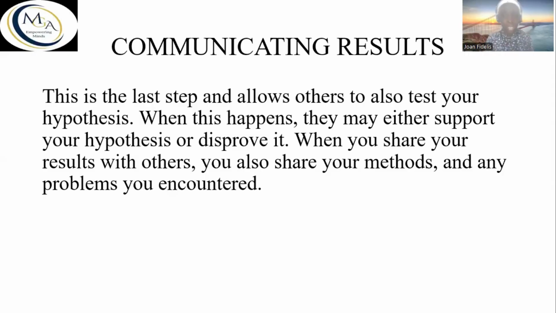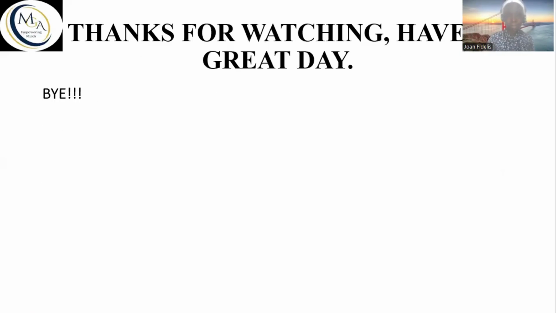So the next thing is to communicate our results. This is the last step and allows others to test your hypothesis. So sometimes you can make a mistake and this can lead to error in your experiment. So this is why it's important to communicate your results to others so they can test it. And when this happens, they will either support your hypothesis if what they find is the same as your results, or disprove it if what they find is different. Okay, so when you share your results with others, you also share your methods and any problems you encountered, so that people can replicate the exact way you carried it out, aside from your mistakes, and carry out that experiment.